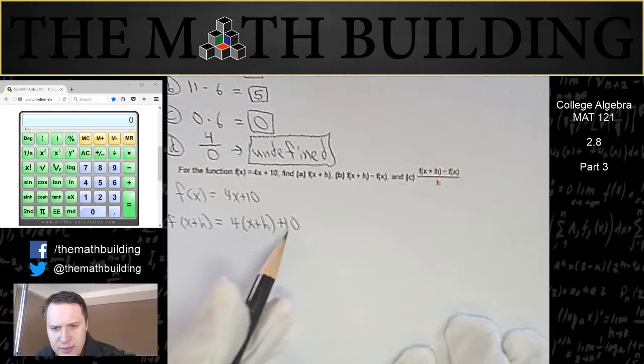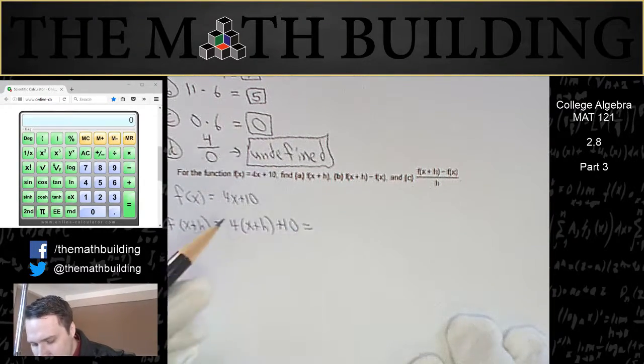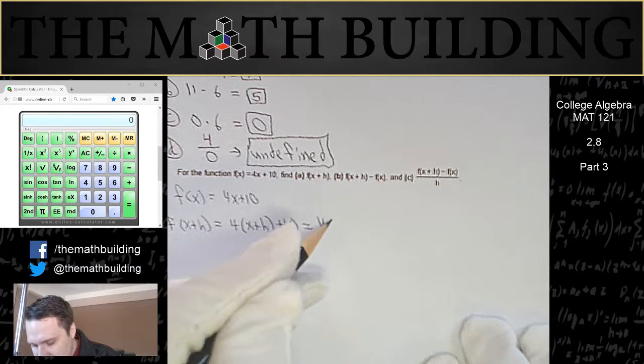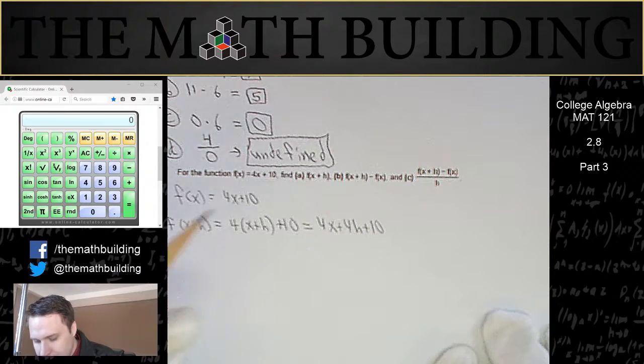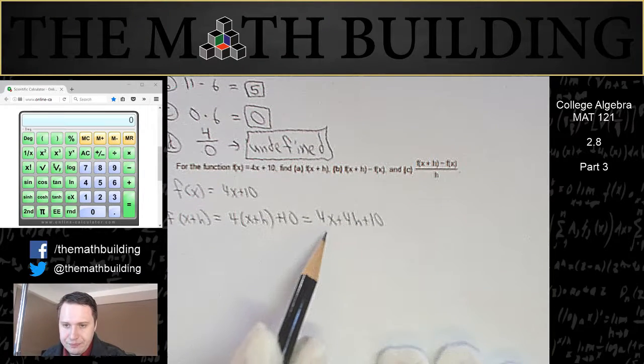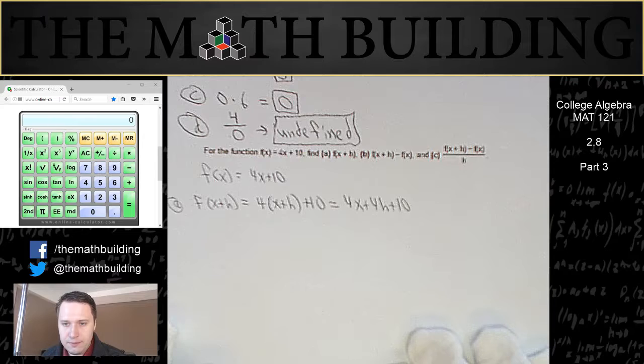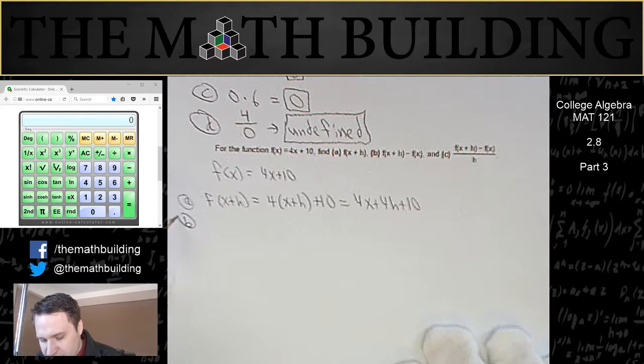This should be acceptable as the answer, but they might want you to distribute and get 4x plus 4h plus 10. So there you go. This is correct, but this is also correct. So either one is fine.